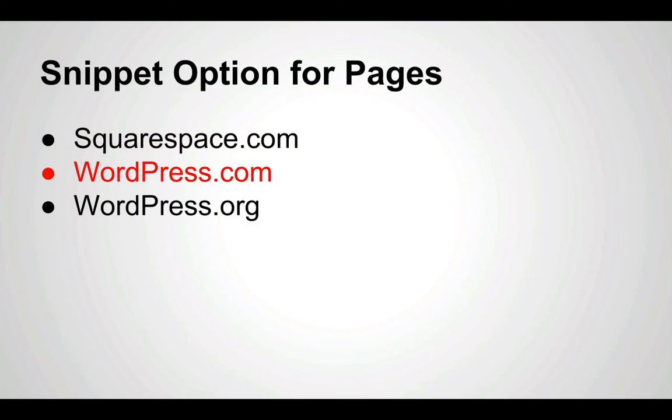Moving on, snippet option for pages. Basically, it's the feature that allows you to enter your meta description. Squarespace.com and WordPress.org allow for doing that, but WordPress.com does not. So as you can see here, WordPress.com falls flat.